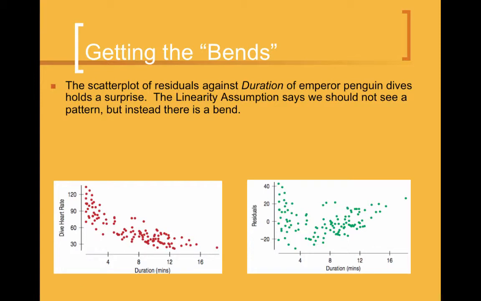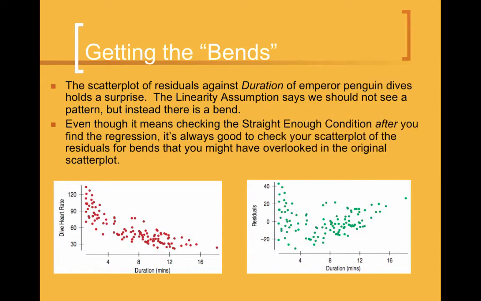So again, you have to make sure that you check your residual plot before you say that you can use your linear model. Even though it means checking the straight enough condition after you find the regression equation, it's good to check your scatter plot of the residuals for bends that you may have overlooked in the original scatter plot. Again, remember, we want the residual plot to be random, so if it is slightly bent, then we cannot use our regression model.